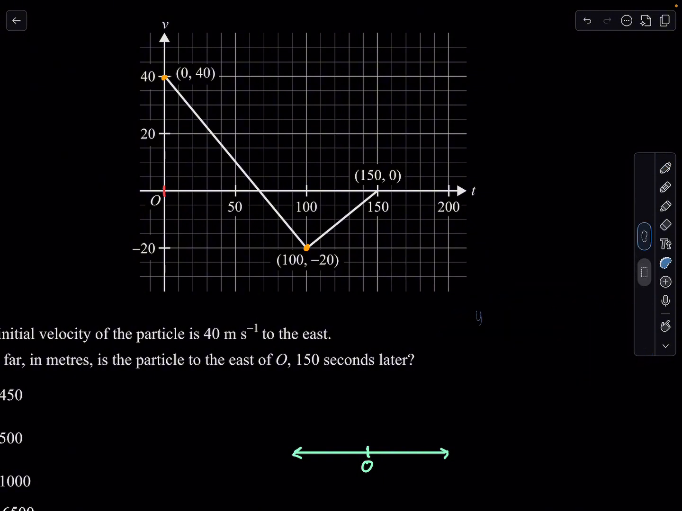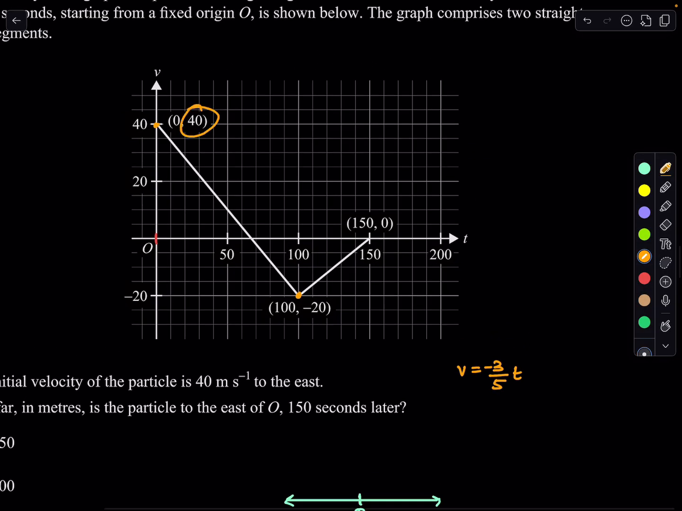So y equals negative 3 over 5, and it's actually velocity, so let me write v here, t. And don't forget the y value is 40, so you can just say plus 40 here. And that's perfect. That's your equation of a straight line, this straight line here.